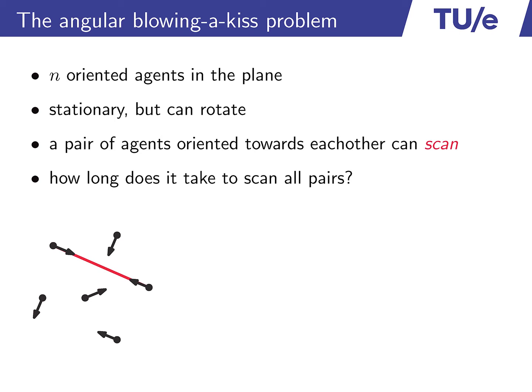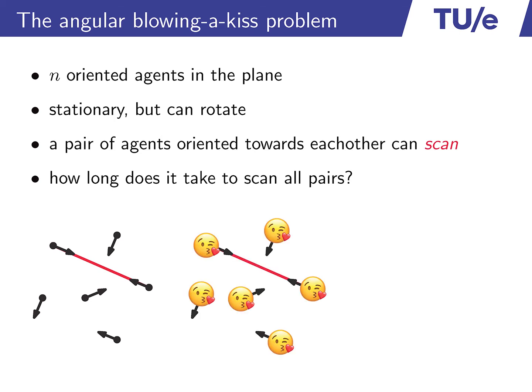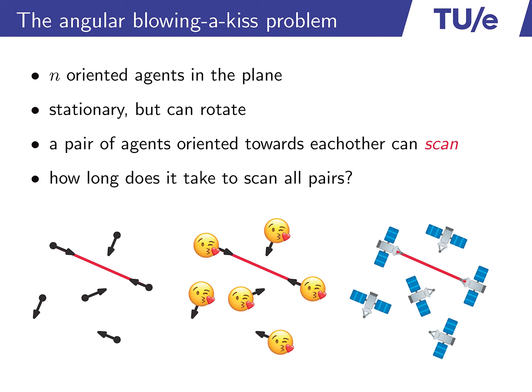One way to illustrate this problem is the following scenario. Suppose a group of friends wants to say goodbye to each other and wants to do so by blowing kisses from where they stand. How long does it take for everyone to say goodbye to everyone else? A more practical application that inspired this research is a project by NASA to scan the Earth's magnetosphere with satellites. To do this, the directional antennas of the satellites have to be oriented towards each other.